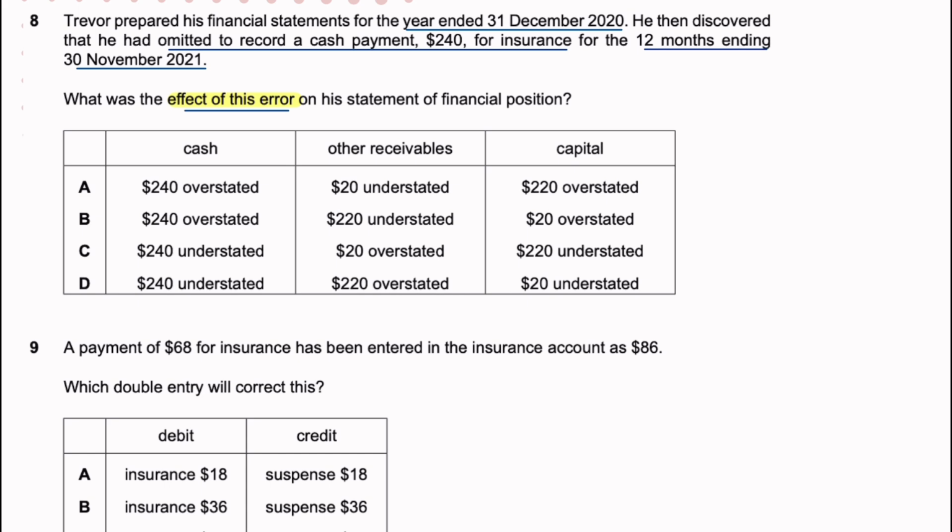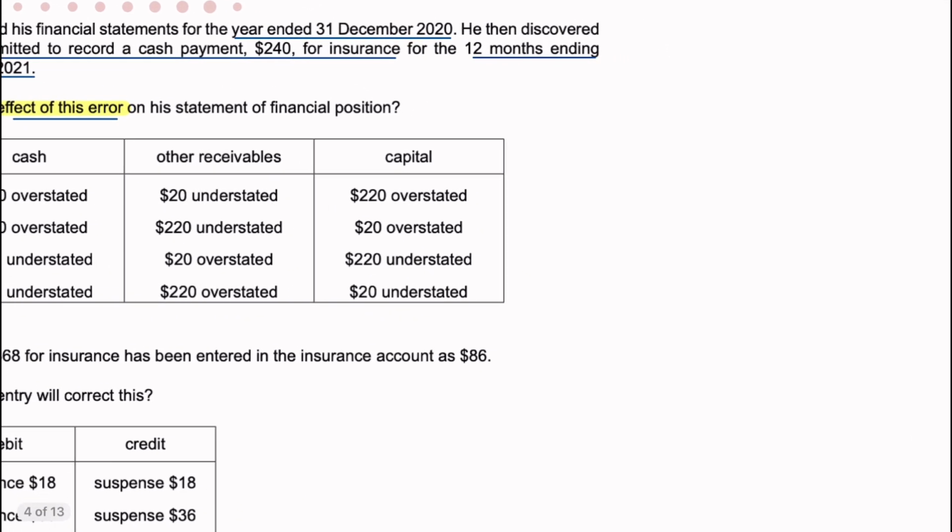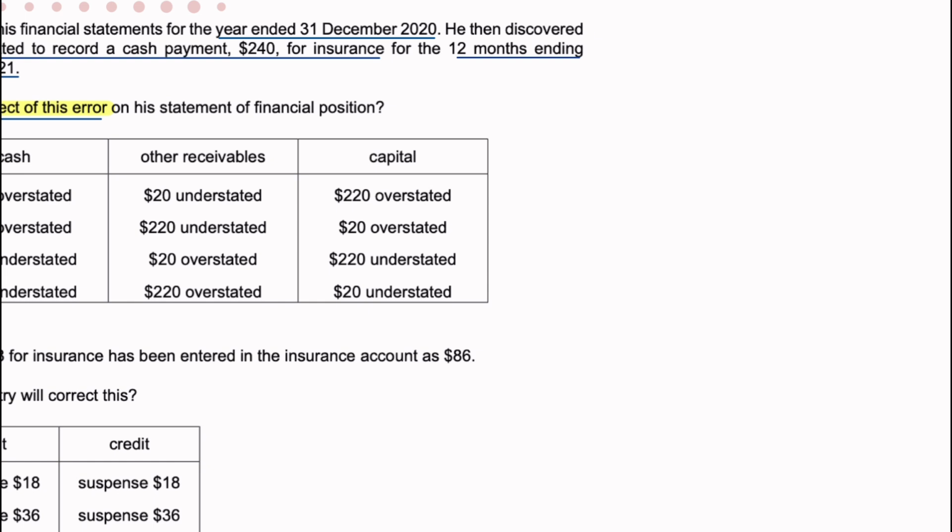So first, we need to draw out what's the year end. So the entire accounting period is from 1st January 2020 to 31st December. Okay, and then this one is your year end, right? And this one is your insurance year end. So the period is from 1st December 2020 to 30th November 2021.